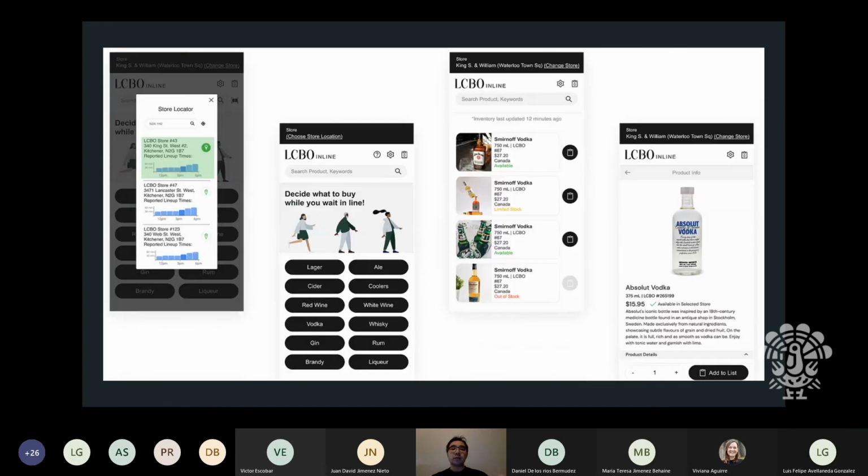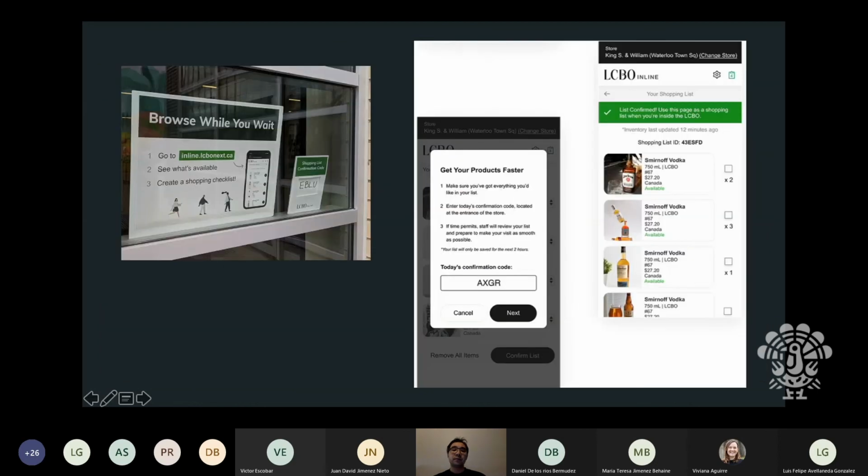So we made some screens, we prototyped, and we built some flows. Right? You can choose your store. It shows you lineups because we have a question saying, how long did you line up for? And if people submit how long they lined up for, we can show the future customers how long the lineups are. The main page, right, shows you the different alcohol types you can buy. You can browse it. You can do keyword search. You can see product detail. And then at the window of the store, there's a code that the staff can change. And you type it in, and it will confirm your list.